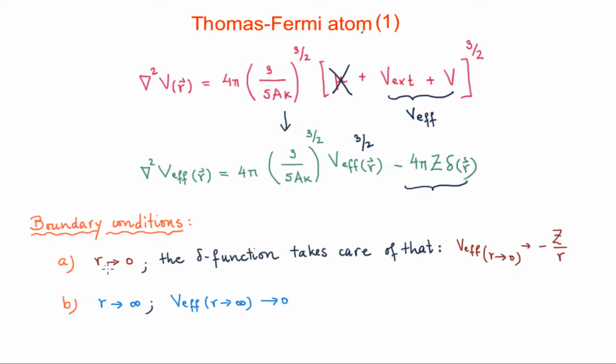One at r going to 0, another one at r going to infinity. At r going to 0, the leading term of the effective potential is coming from the Dirac term. That's why at r going to 0, the effective potential is going to be like minus Z over r, the term coming from the external potential.